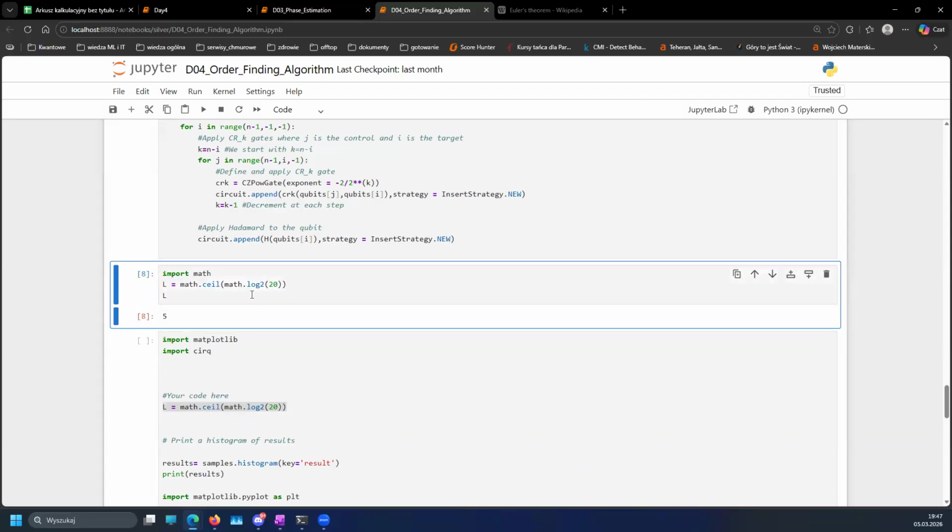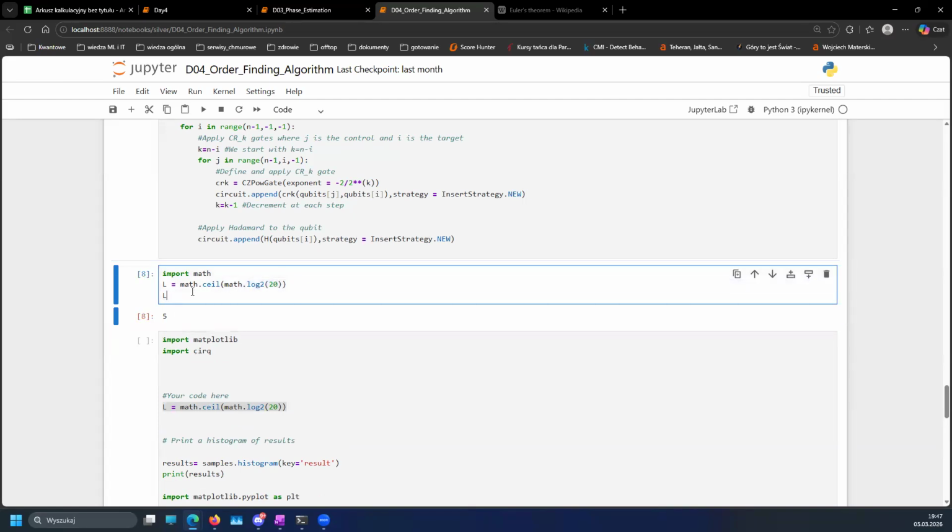Yes, so in our case it's equal to 5, so we have 2 to the power of 5 equal to 32. Because if we run the logarithm, we get 4 point something, so if we round it up, we get 5.